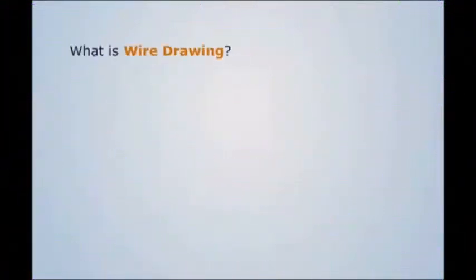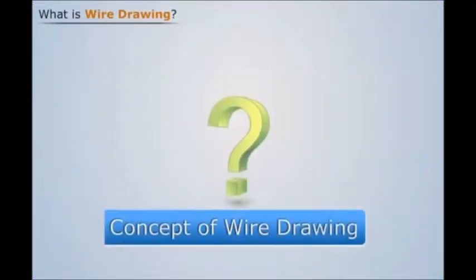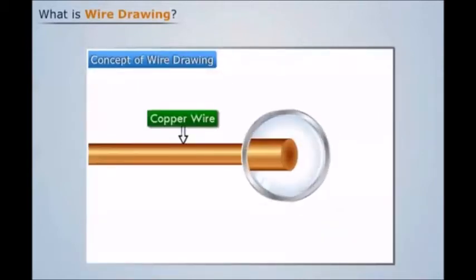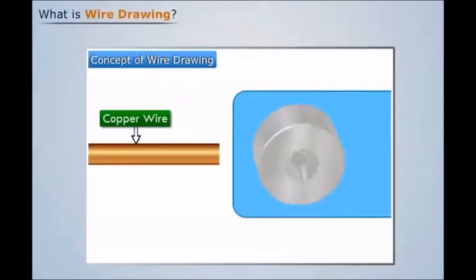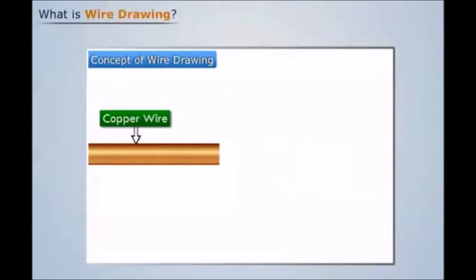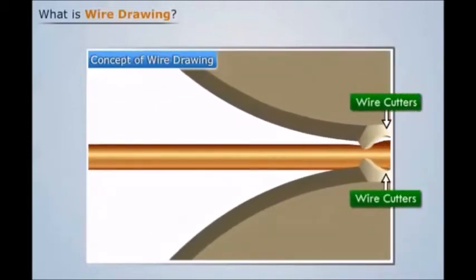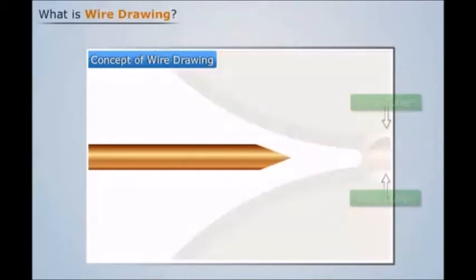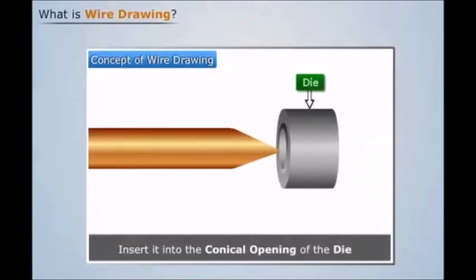Drawing. To understand the concept of wire drawing, let us consider a thick copper wire and try to reduce its diameter. For this, we require a die having a conical opening. Now, with the help of cutters, let us make one end of the wire pointed, and insert it into the conical opening of the die.